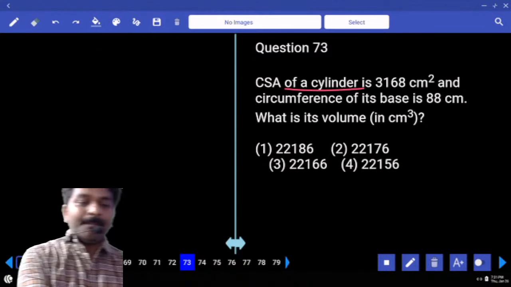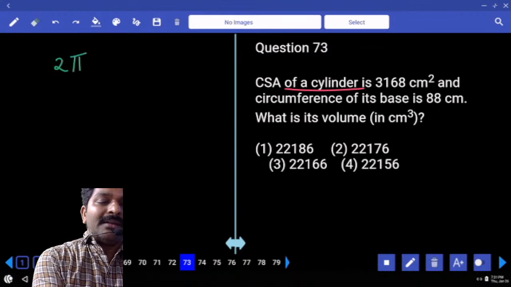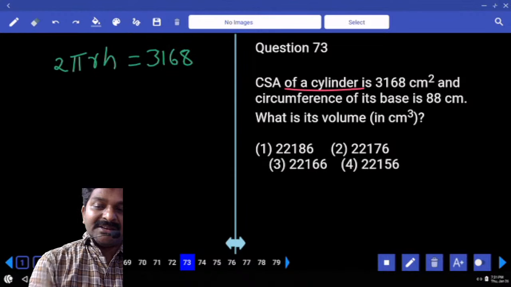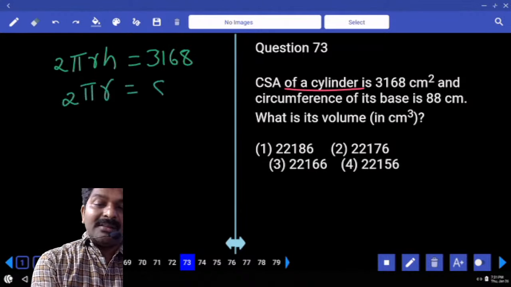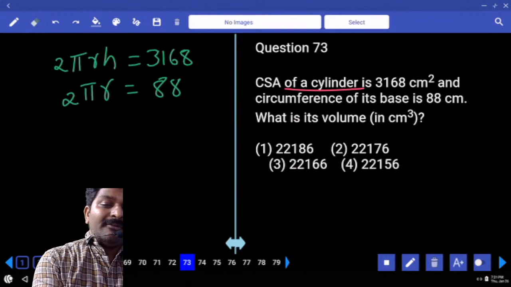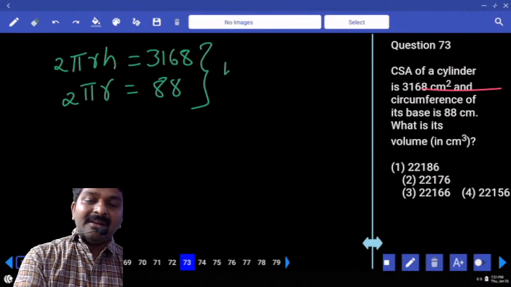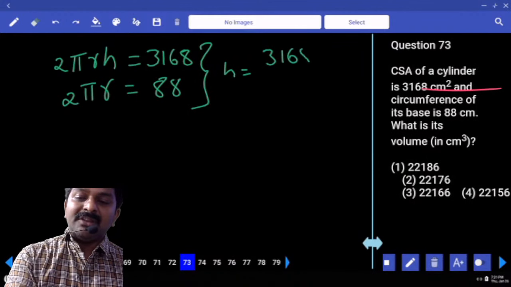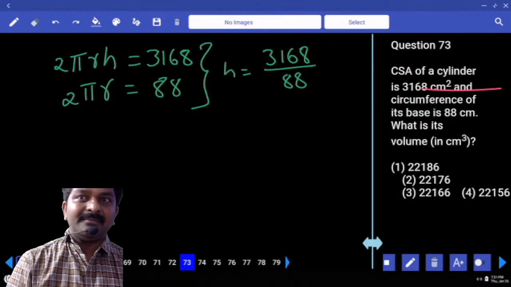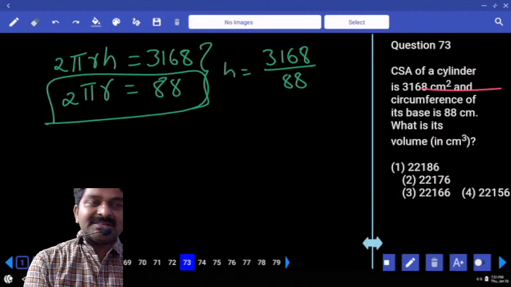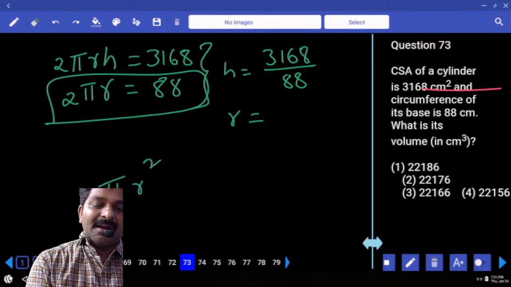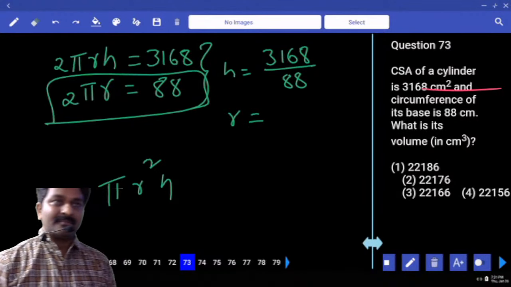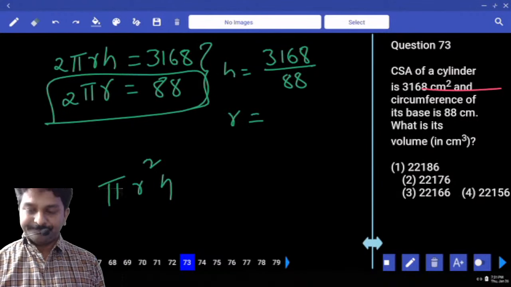Curved surface area 2 pi r h is 3168. Circumference 2 pi r, that is 88. From this you can write height is equal to 3168 divided by 88. If you simplify this, you'll get the r value. Then you need to calculate pi r square h. Okay?